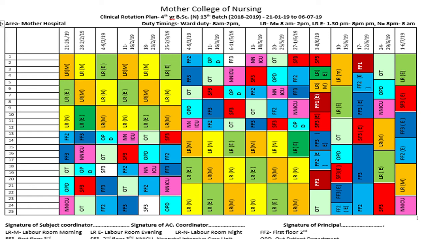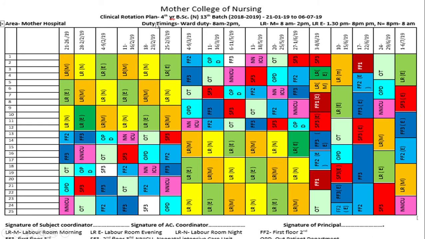At that time they may not understand what S of 3, OP means, S of 3, F of 2, F of 3. So here it is given, F of 2 is the first floor second, and F of 3 is the first floor third, and S of 3 is second floor third, and NICU is neonatal intensive care unit, OPD is outpatient. So we have to give the explanations of these terms, and here the area, which area they are going for the posting. Whether it is the mother hospital or any other hospital they are going to, we have to write.